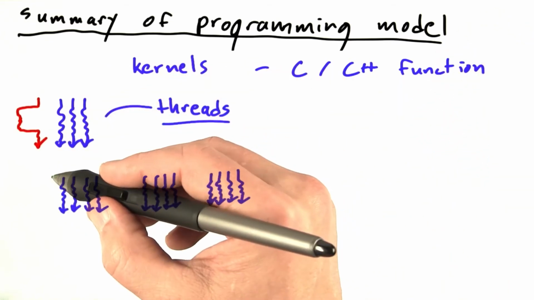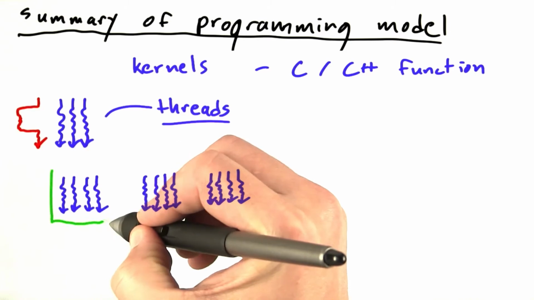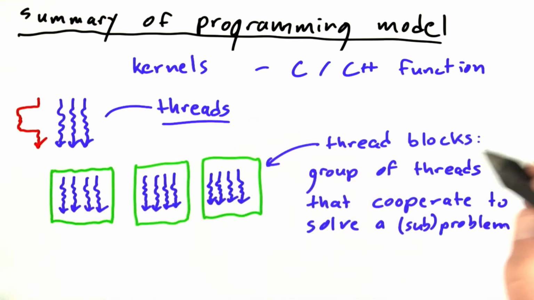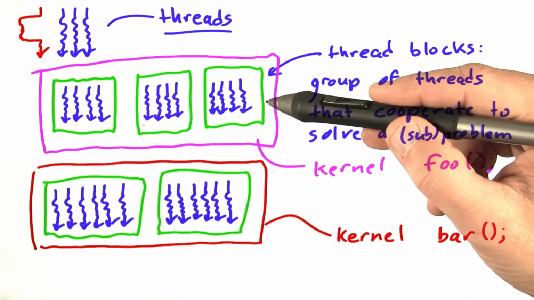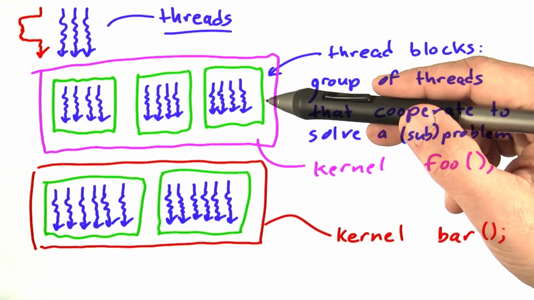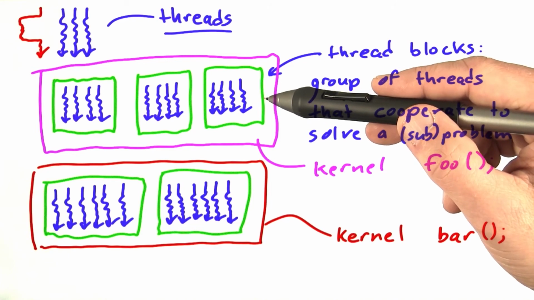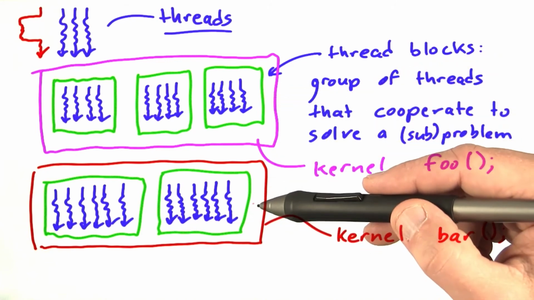So the key thing about threads is that they come in thread blocks. A thread block is a group of threads that cooperate to solve a subproblem. A GPU program launches many threads to run one kernel, like foo, and then they all run to completion and exit. And the program launches many threads to run the next kernel, like bar.